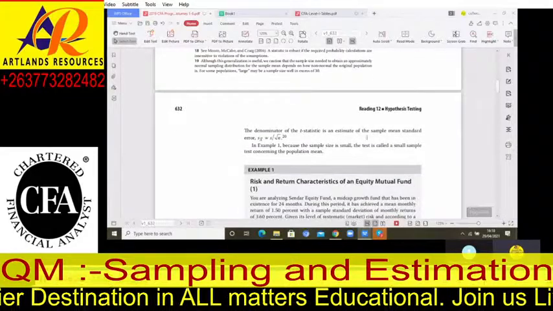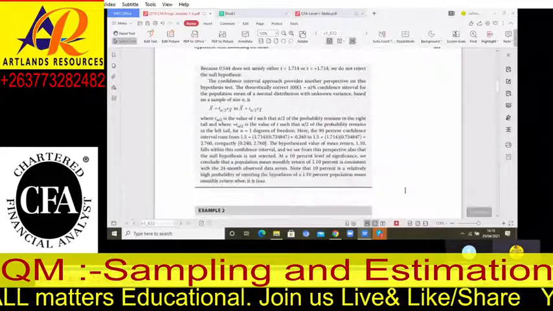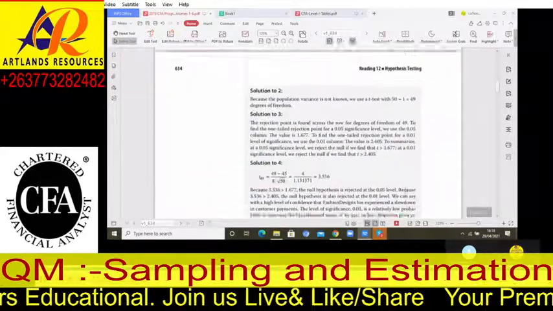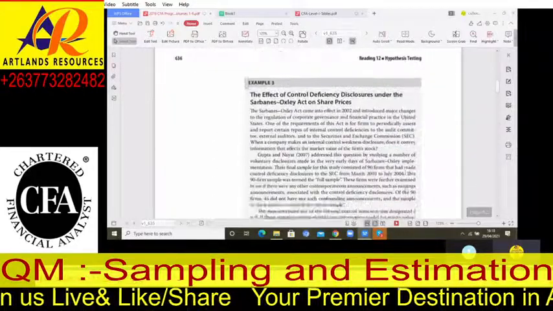And then notice the standard error of the estimate is still used. So I will have a rundown of this. I need to have a rundown of this.